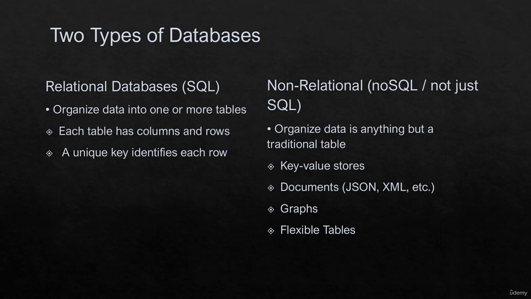Then in non-relational or NoSQL or not just SQL, organized data is anything but a traditional table, just like the main one you see in Microsoft Excel, which is traditional table. Then it has key value stores, which are, let's say, A1, A2, B1, B2, and all of those. Then we have documents, but here it's a bit different. The documents are saved in JSON and XML file. So these are also a type of extensions which you will see later on in this course.